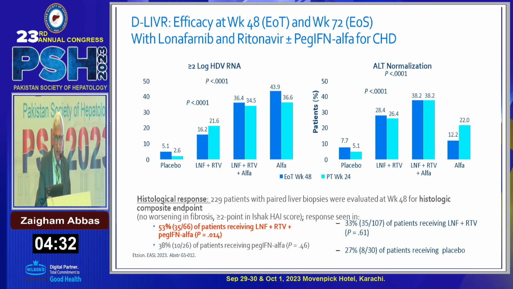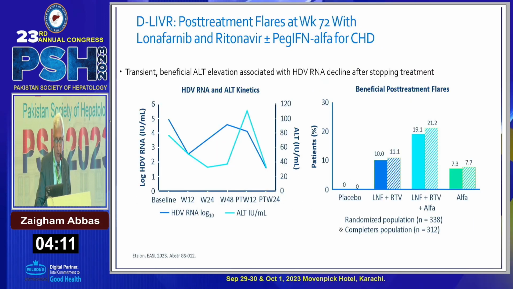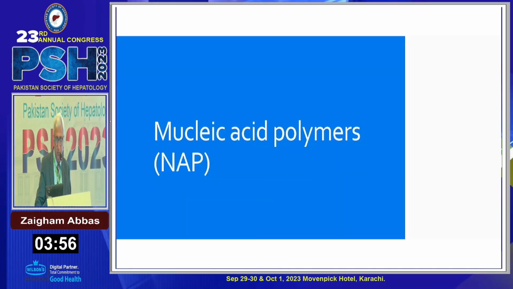These are the other results of the same study that I have already mentioned. And the good thing about this study is that a biopsy was done in all of these patients, and biopsy did show improvement in the histological activity index in the triple therapy patients as compared to the other arms. There were some flares also after stopping the treatment, and these were actually favorable sort of flares, and we heard about these flares in hepatitis B also.